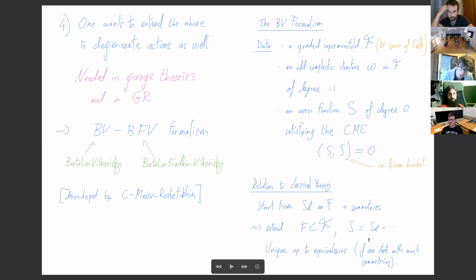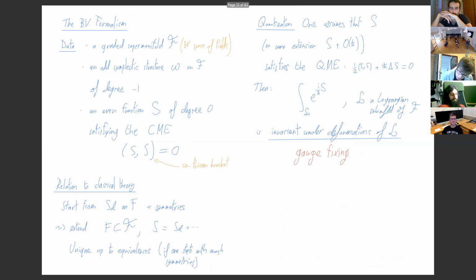Okay, I will not go into this, but this is the classical result, which has been re-examined recently by Felder and Cattaneo in the finite dimensional case in algebraic geometry. But essentially, the important point here is that if you put enough conditions, this solution of the classical master equation is unique up to appropriate equivalences.